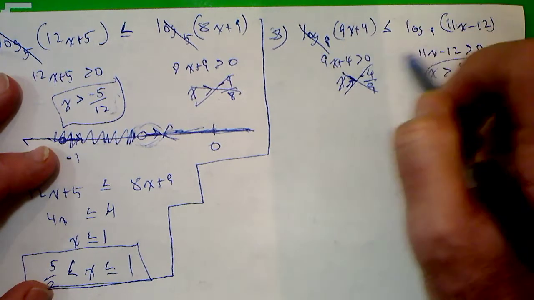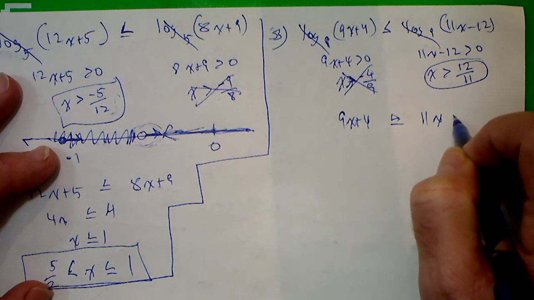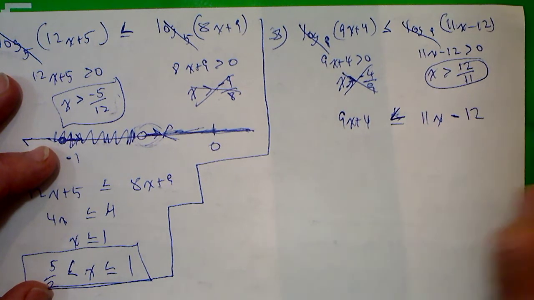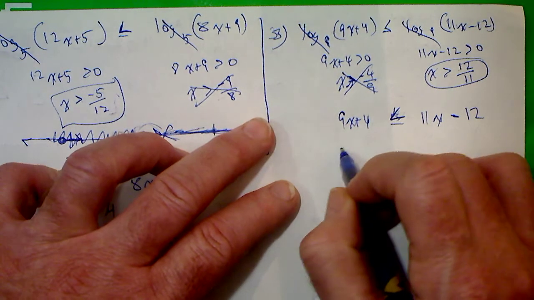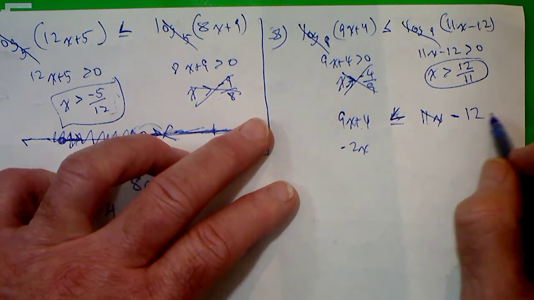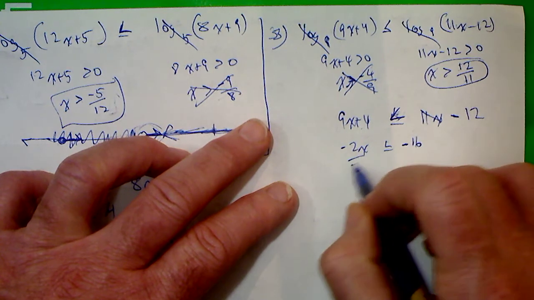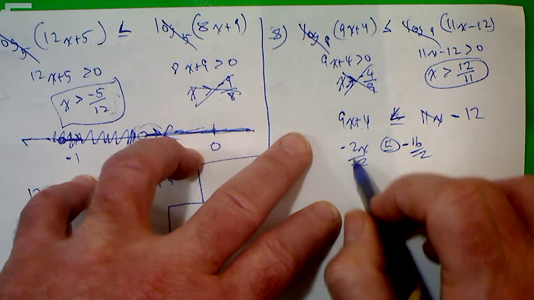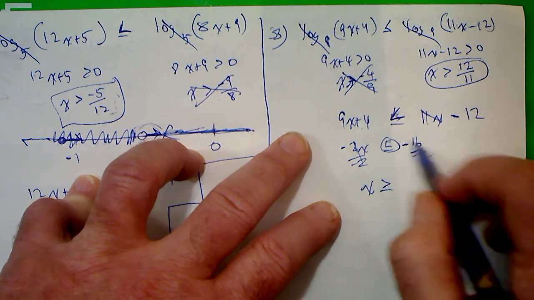I don't know yet. So they're both log base 9, so 9x plus 4 is less than or equal to 11x minus 12. All right, subtract 11x, and I keep the variable on the left for inequalities, minus 2x, plus 4 is less than or equal to negative 12. Subtract 4 to get negative 16, divided by negative 2. Good to write that out because you saw that I made that mistake. That switches the symbol. So x is greater than or equal to positive 8.